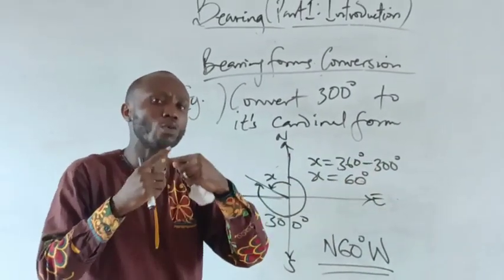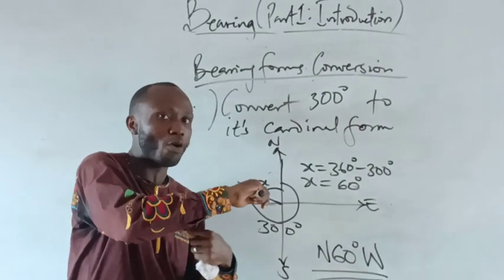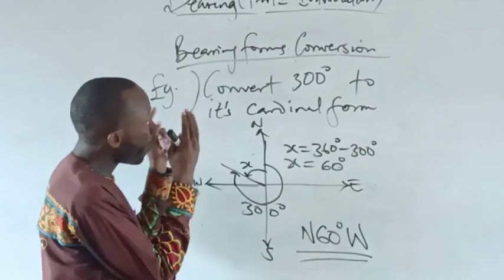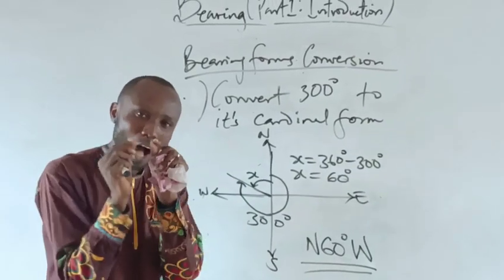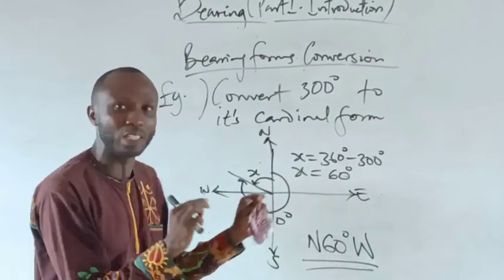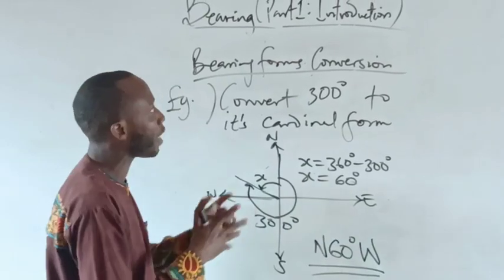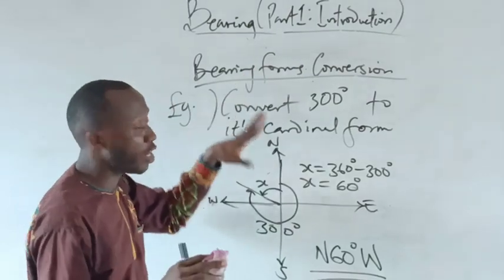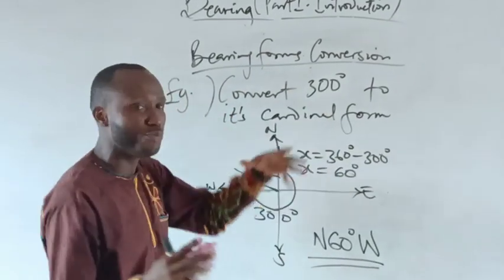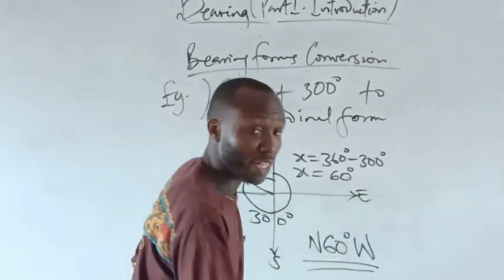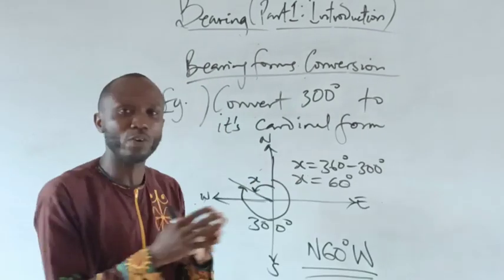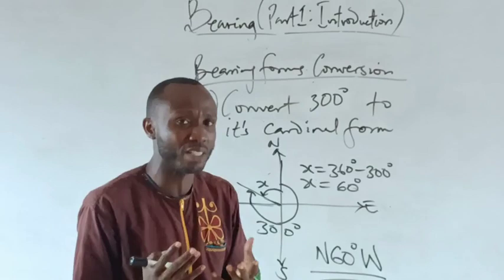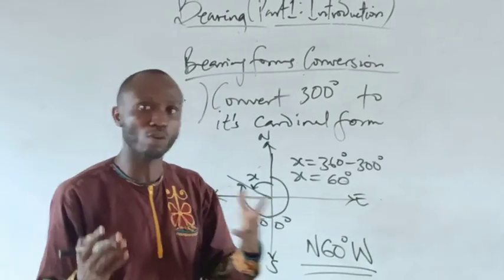Now I want to teach you how to convert from the cardinal form back to the 3-digit form. So we are still on introduction. I'll just do 2 examples on this and we'll be done with this particular part. So sorry, I know you intend for this video to be very long. That's not my intention, but bearing is vast. And if you can take your time to go through all this, you will have the basic knowledge of bearing, the fundamentals of bearing, which will help you to solve problems.